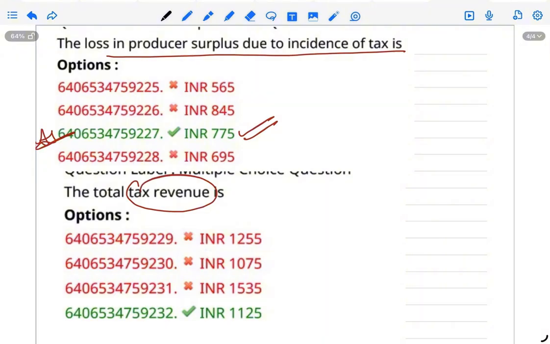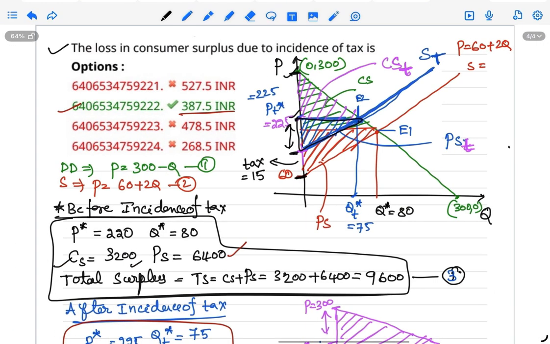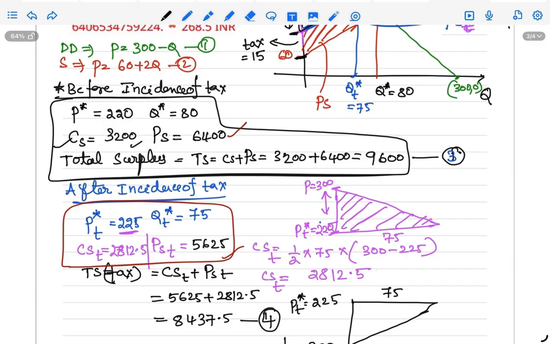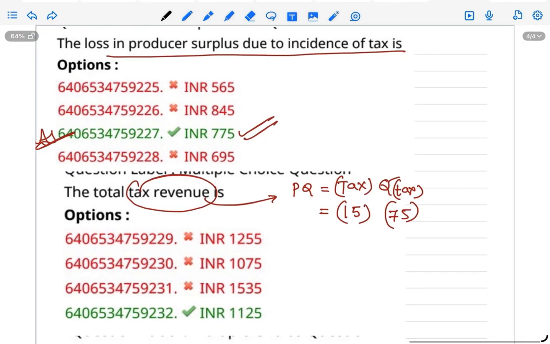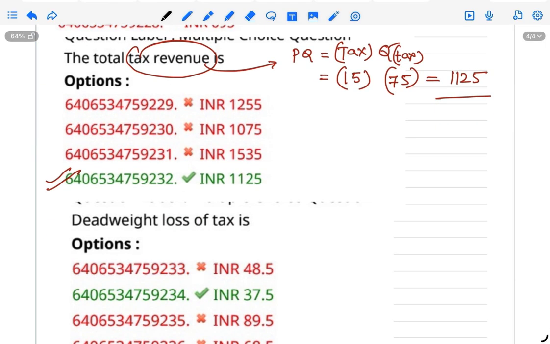Tax revenue, as usual, revenue equals P times Q, that is tax revenue equals tax times quantity with tax. So tax is given as 15 rupees and quantity with tax equals 75, which we already calculated after incidence of tax. So 15 times 75 is 1125. So the answer for this question is D, 1125.